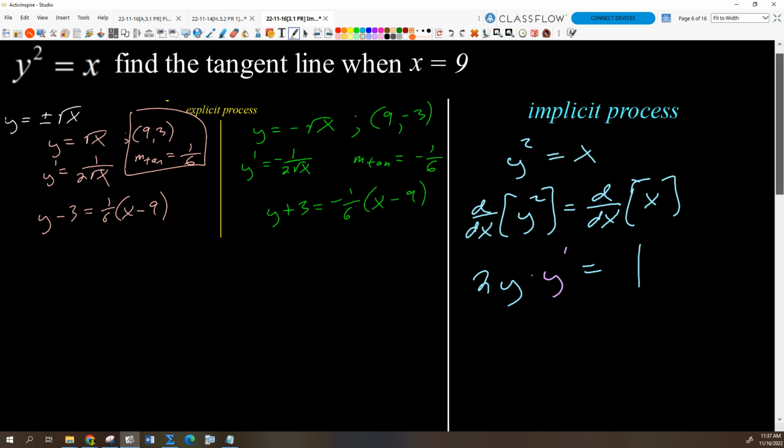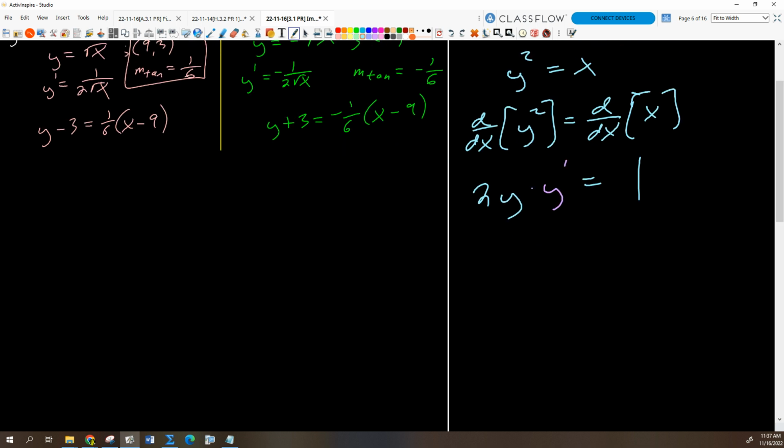Well, what if I solve for y there, or y prime? What do I get? y prime is equal to 1 over 2y.